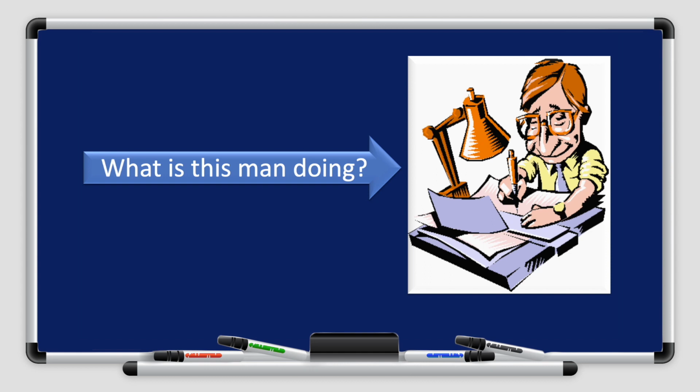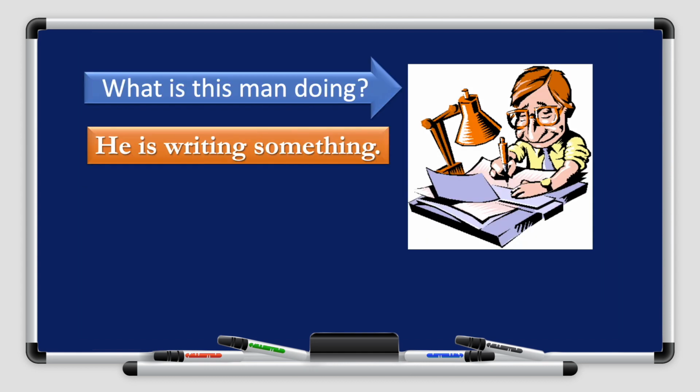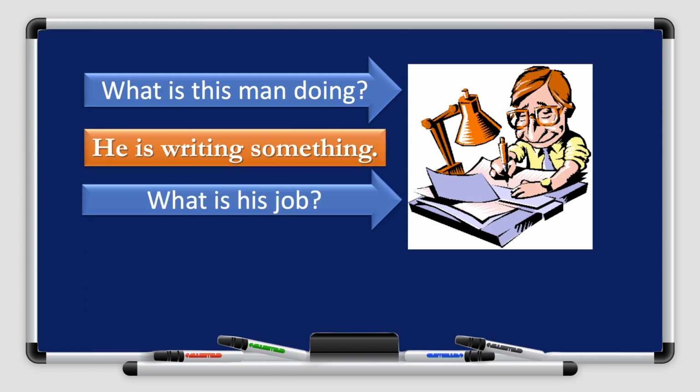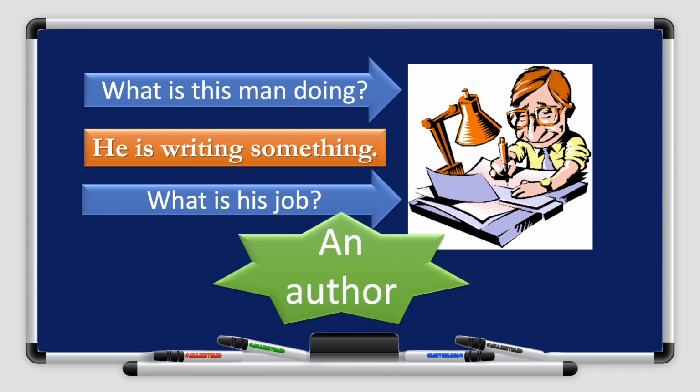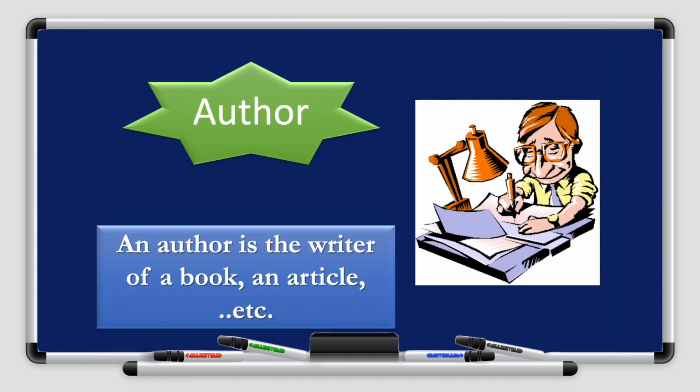What is this man doing? Yes, he is writing something. The man has a pen and paper and he is writing something. What is his job if he is writing something? His job is an author. An author is the writer of a book, article, story, play, etc.